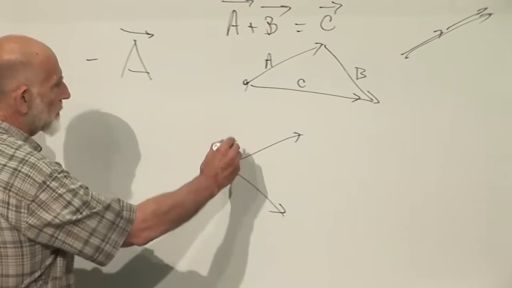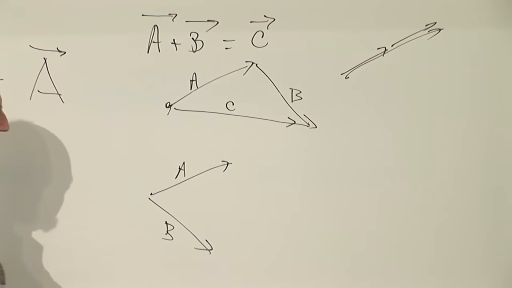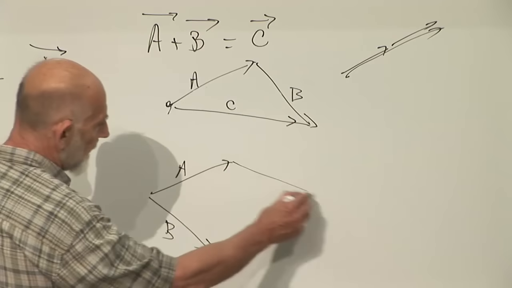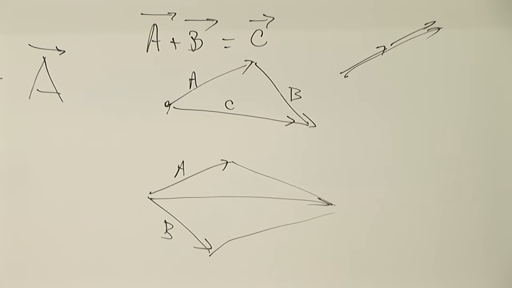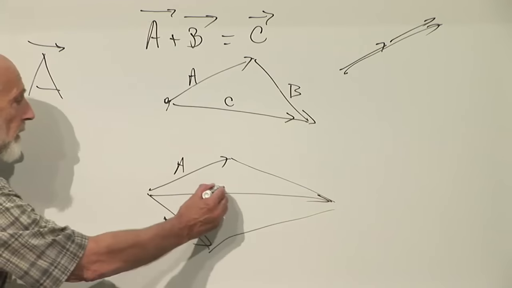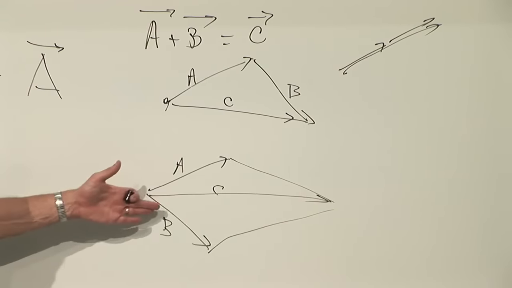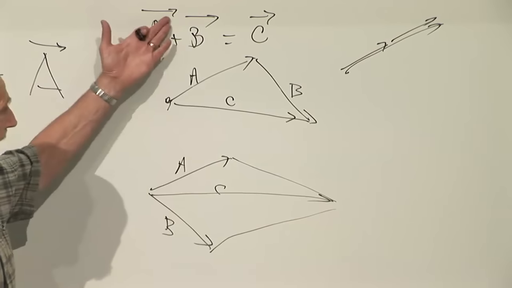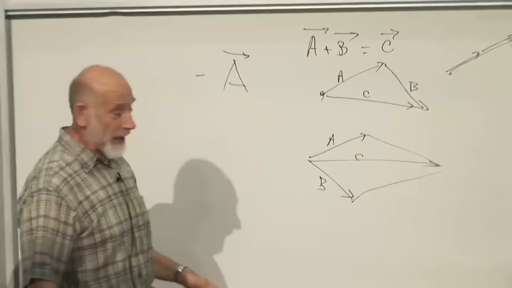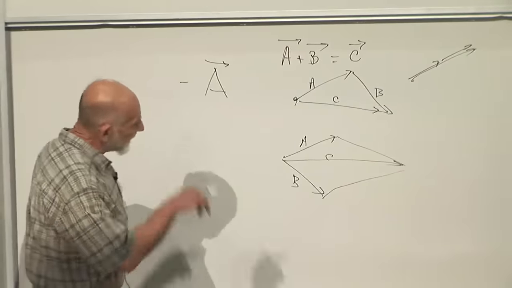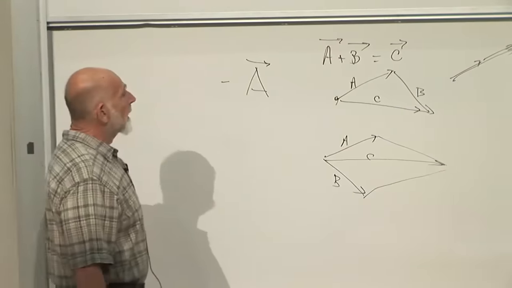If this is A and this is B, you put the tails of A and B down together, you draw a parallelogram, and you draw the diagonal of the parallelogram, and that's called C. And in this form, it's completely manifestly clear that it doesn't matter whether you put A down first or B down first. So A plus B is the same as B plus A. OK, so that's vector addition.